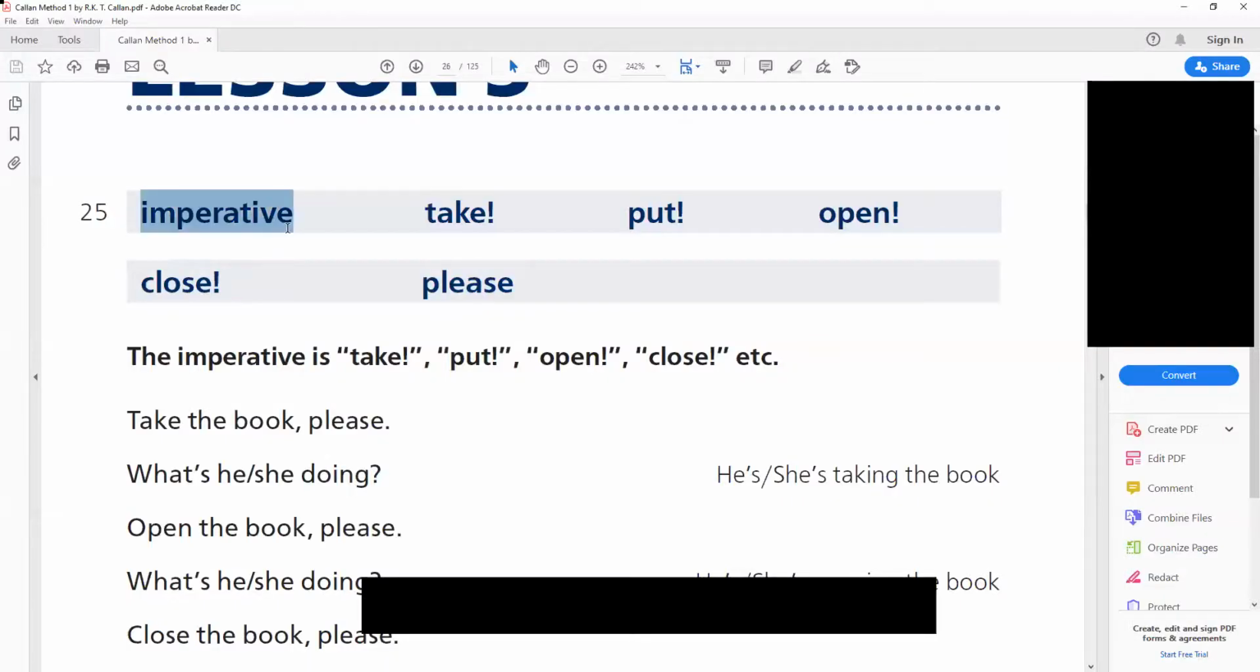High and low. High. Alta o baja. Low. Baja. High. Low. Lesson 5. Imperative.